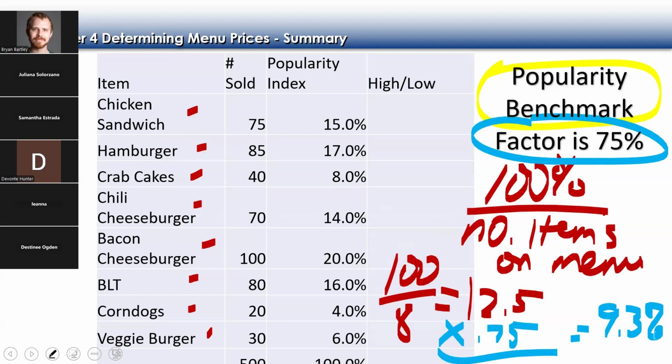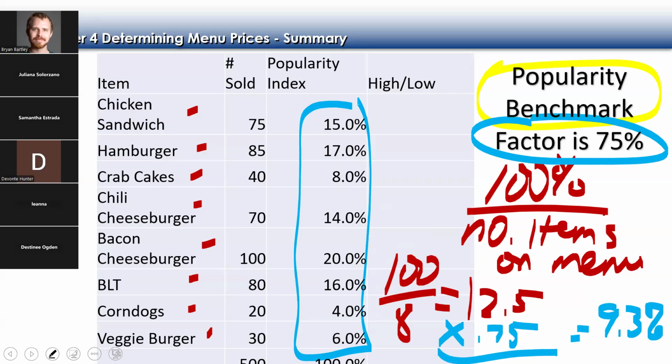That is what I'm going to compare all of these percentages to, to figure out whether it's high or low. Will that factor always be there? Yes, the factor will always be given. For my scenarios, the factor will always be given. Now, in the real world, if this was your restaurant, you get to decide what that factor is.